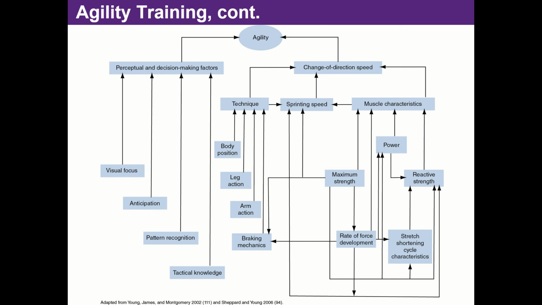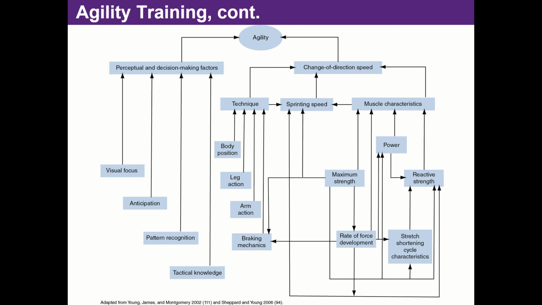In order to do that, though, of course, they have to be able to get there. So that's your change of direction speed. That's dependent upon technique, sprinting speed, and muscle characteristics. Technique is dependent largely upon body position. You can see leg action and arm action in there too. Those play into being able to control your body weight.